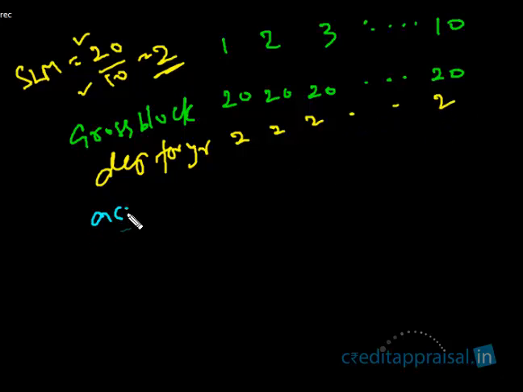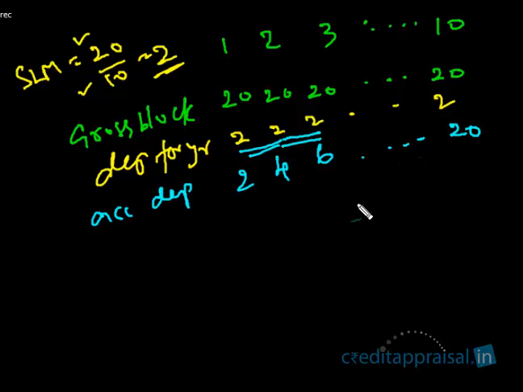Now I'll show something called accumulated depreciation. Accumulated depreciation is how the depreciation is building up. In the first year it is 2, because this is the first year and we have no past figures. In the next year, we have applied depreciation twice, the first year and the second year, so 2 plus 2 is 4. In the third year, it will be 6, because we have applied depreciation in 3 years. Finally, the accumulated depreciation will be 20.